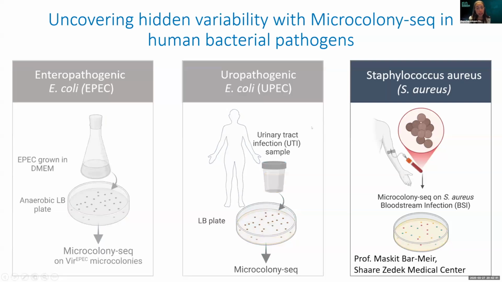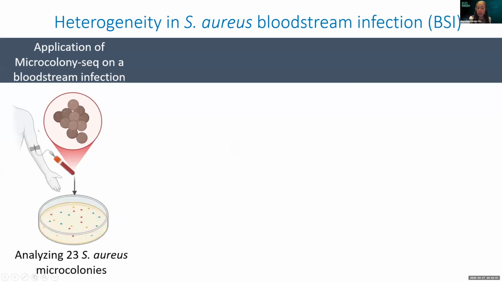And this part was done in collaboration with Professor Maskit Bar-Meir from Shaarei Tzedek Medical Center. And I want to focus on this part to show our results. So as you know, bloodstream infections have a very low bacterial load. When we plated about 1 ml of blood from the patient with a bloodstream infection on an agar plate, we obtained 23 Staph aureus microcolonies.